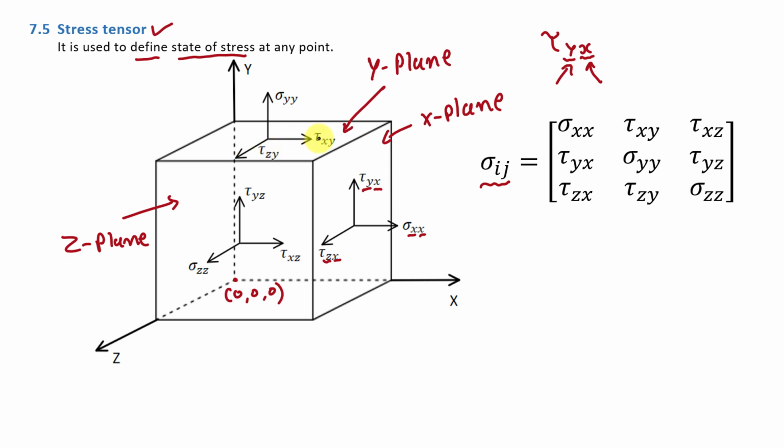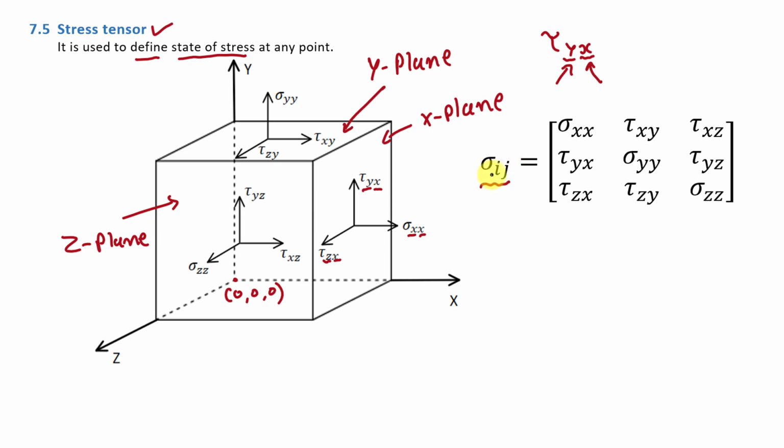Fine. Now here this tau xy means this shear stress is in the x direction on y plane, and this tau zy shows that this shear stress is in the z direction on y plane, and it is similar for z plane. Here this sigma zz shows normal stress in z direction on z plane. This tau yz shows shear stress in y direction on z plane, and this tau xz shows shear stress in x direction on z plane. Fine. And now we can represent all the stresses applied on this body by stress tensor.